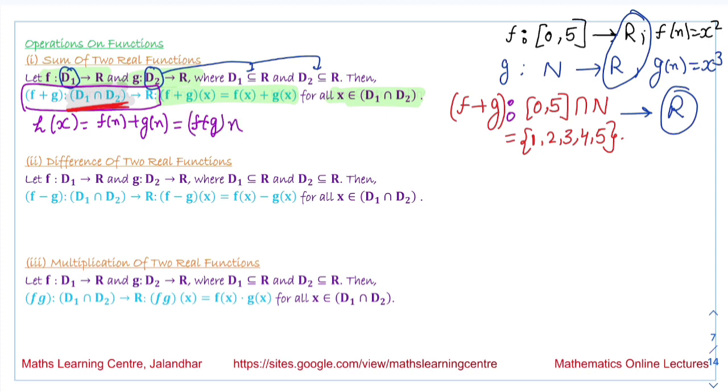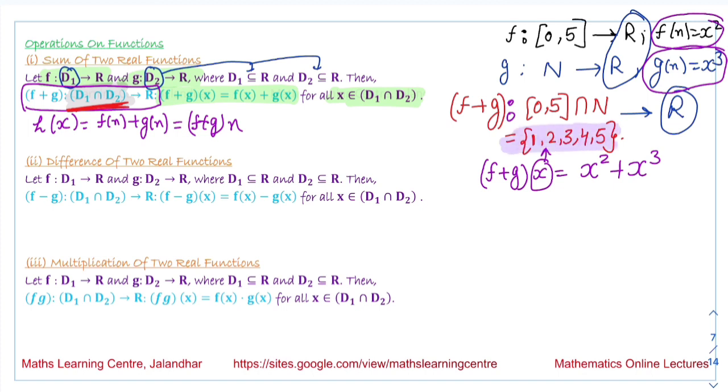So what this means is, if we have to calculate the value here, (f plus g)(x) is equal to f(x) plus g(x). The value of f(x) we have is x square. The value of g(x) we have is x cube. It is x square plus x cube. Now the values of x can be 1, 2, 3, 4 and 5. These are the possible values of x, and this is how the function is defined.